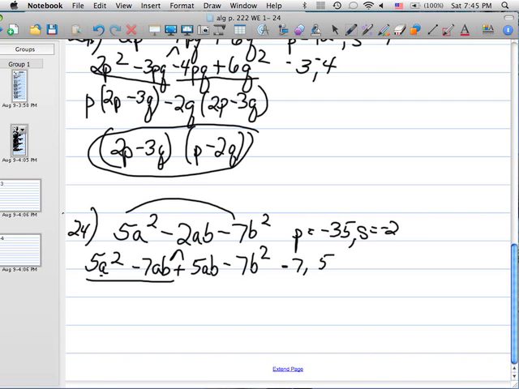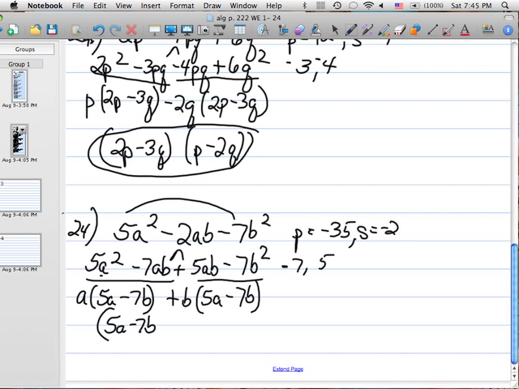From the first pair, you can take out an a, and that leaves you 5a minus 7b. Checking the signs, positive, negative, negative. From the second pair, you can take out a b, and that leaves you 5a minus 7b. So our factors are 5a minus 7b and a plus b.